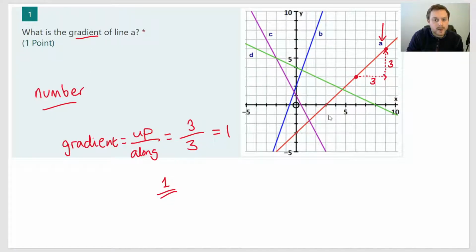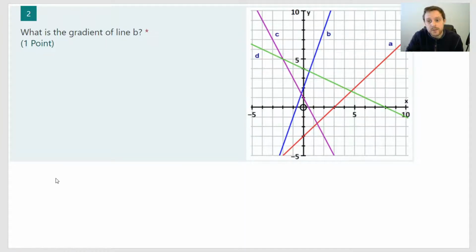Let me also just point out, I said it just before, let me say it again. You can really pick any coordinates you want as long as they're both on the line. So maybe I'm going 2 along and 2 up. But 2 divided by 2 gives the same answer, still gives you the answer of 1. So it doesn't matter as long as you are consistent. Okay, so the answer to this is 3 divided by 3, which is 1, or 2 divided by 2, which is 1, or 100 divided by 100, which is 1. The answer is 1. Right, number 2, what is the gradient of line B?